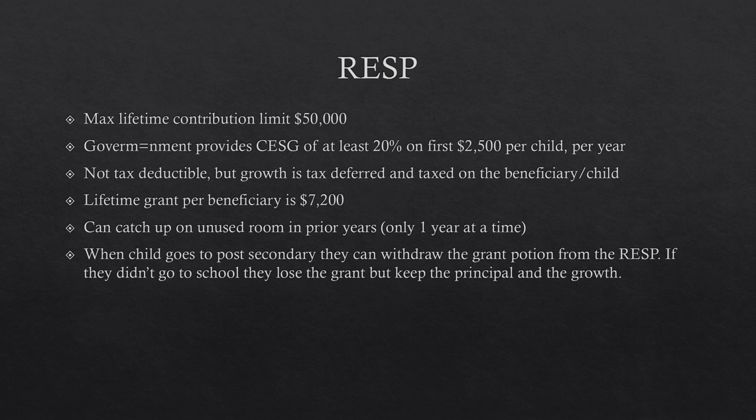So it is a way to grow some investments and get the grant portion in this account, and then when it comes out, only the growth and the grant portion is taxed, but it's taxed on the child's tax return, which is usually quite beneficial because they're paying a much lower tax rate than you would generally. The maximum lifetime grant is $7,200 per beneficiary. You can actually catch up on unused room in prior years. It can only be 1 year at a time. So if you started the RESP late, then you could put $5,000 in per child until you catch up on all your room.